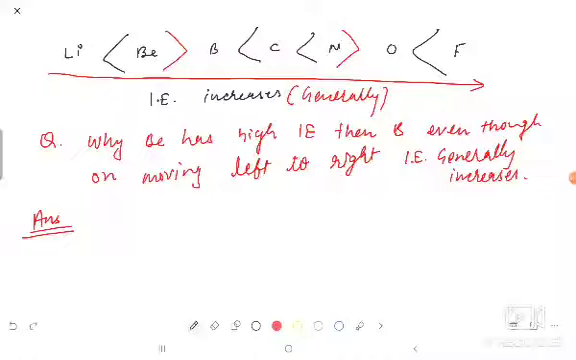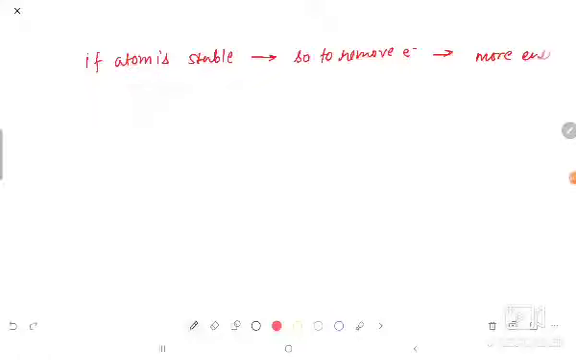Okay, acha, no problem. So what we are going to do, Arav, is I am going to explain. See, let me tell you one topic. If the atom is stable and you want to remove an electron, is more energy required or less energy? More energy required. More energy required means ionization energy will be high. Yes or no?